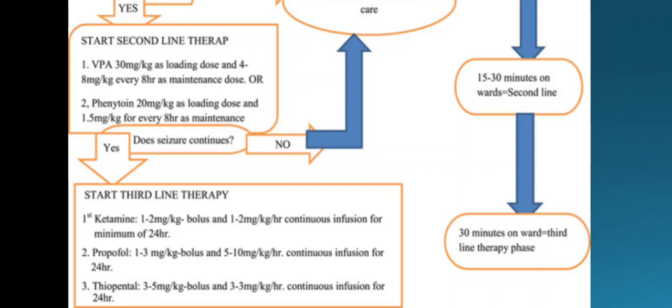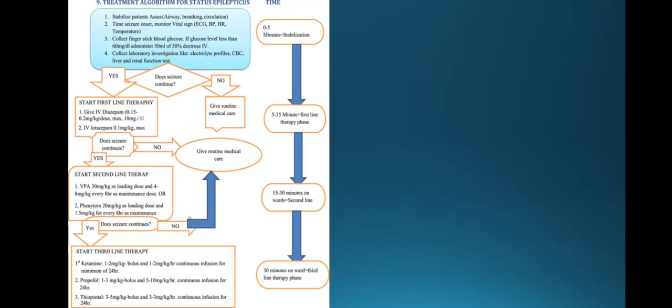Propofol is given as a 1 to 3 milligrams per kg bolus and 5 to 10 milligrams per kg per hour continuous infusion for 24 hours. Then thiopental can also be an option, which can be given at a 3 to 5 milligrams per kg bolus and 3 milligrams per kg per hour continuous infusion for 24 hours.